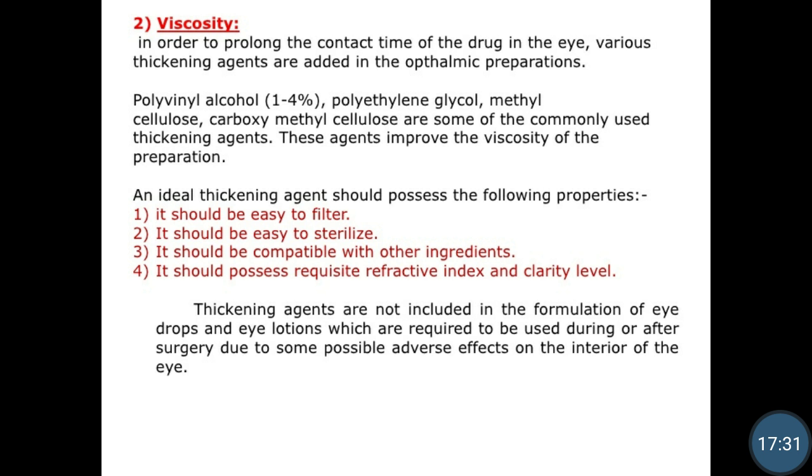Again, the thickening agents are not generally included in the formulation of eye drops or eye lotion which are required to be used during or after the surgery, due to some possible adverse effect on the interior of the eyes.